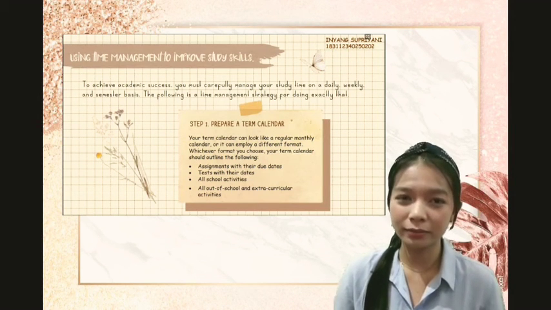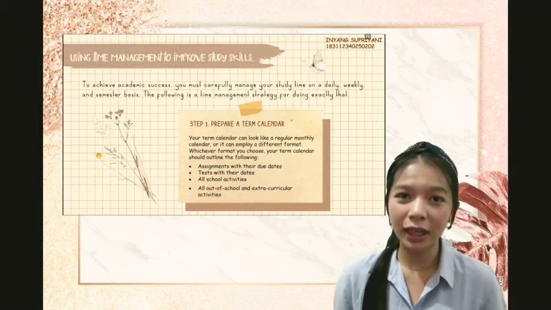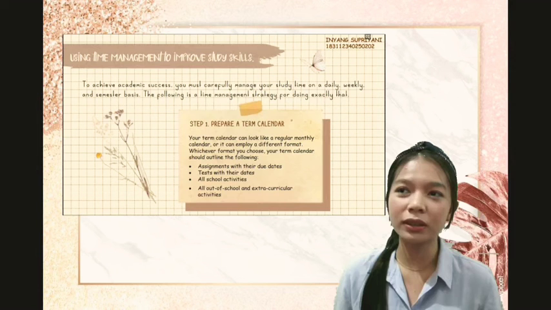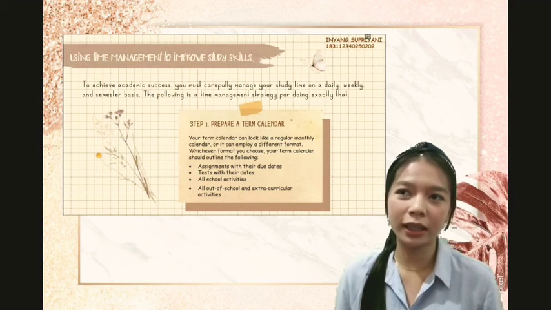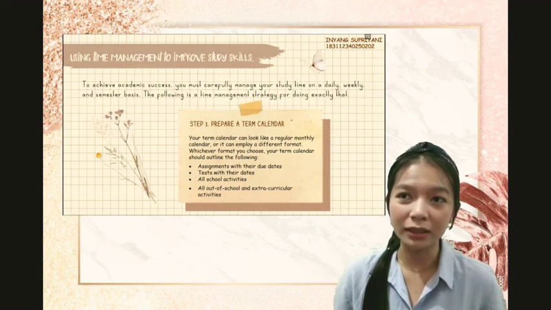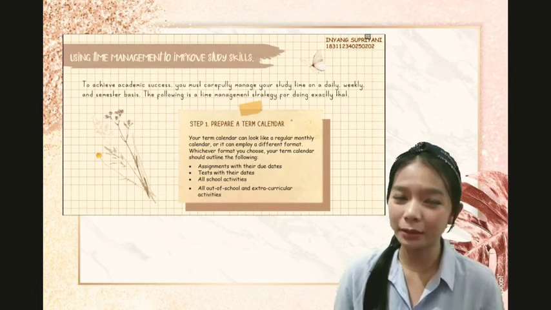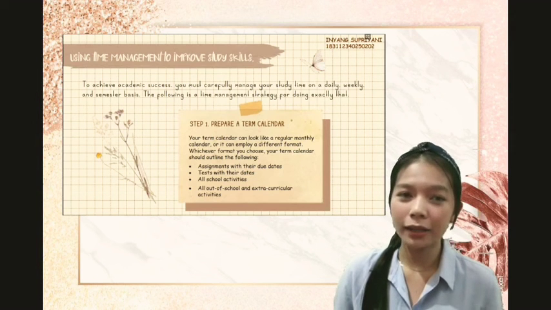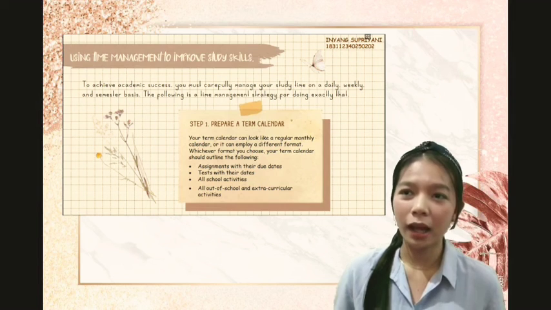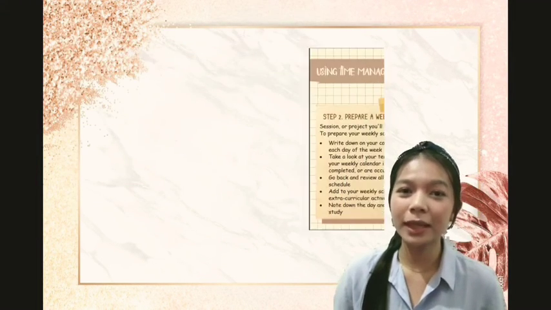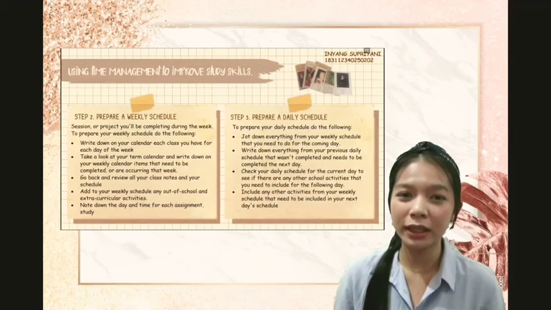Step 1. Prepare your term calendar. Your term calendar can look like a regular monthly calendar, or it can employ a different format. Whichever format you choose, your term calendar should outline the following: assignments with their due dates, tests with their dates, all school activities, all out of school and extracurricular activities.